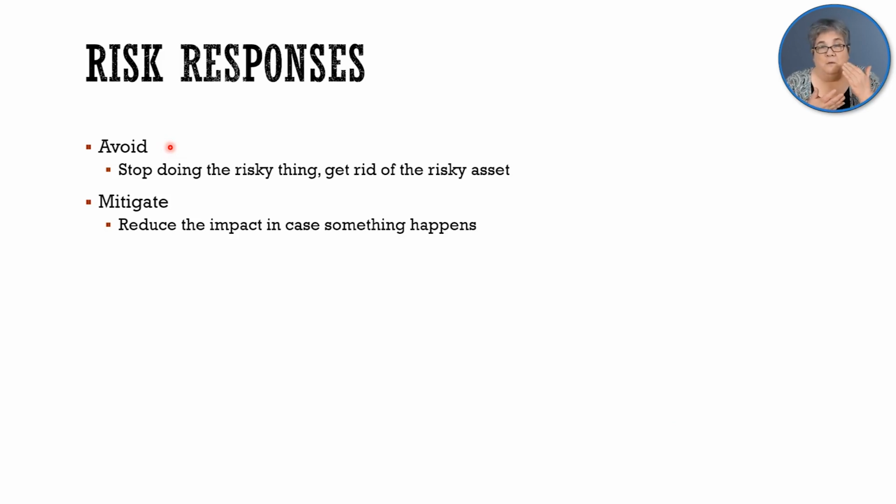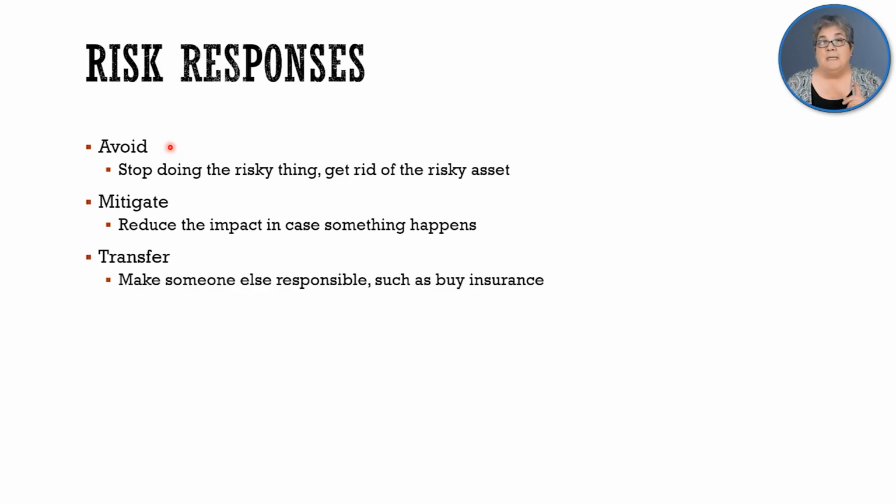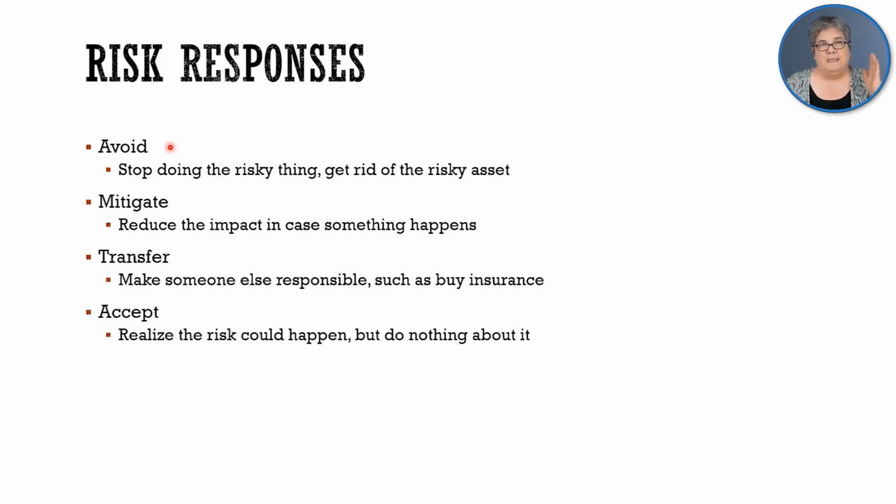Mitigate means, okay, we know that we have to have this thing. There's a chance something is going to happen. Let's put something in place to reduce the impact in case something does happen. Transfer is, let's make someone else responsible. Usually that's in the form of buying insurance. Accept means, hey, the risk could happen, but we're not going to do anything about it. Yes, we have seen historically that airplanes do fly into buildings, sometimes accidentally, sometimes very much on purpose. That's very rare, and we are not about to pick up and move our entire company to another HQ because of that risk. So we accept the risk. We're not going to do anything about it.